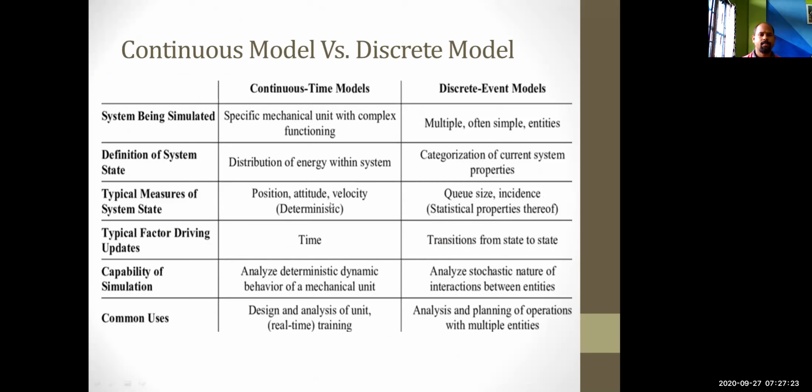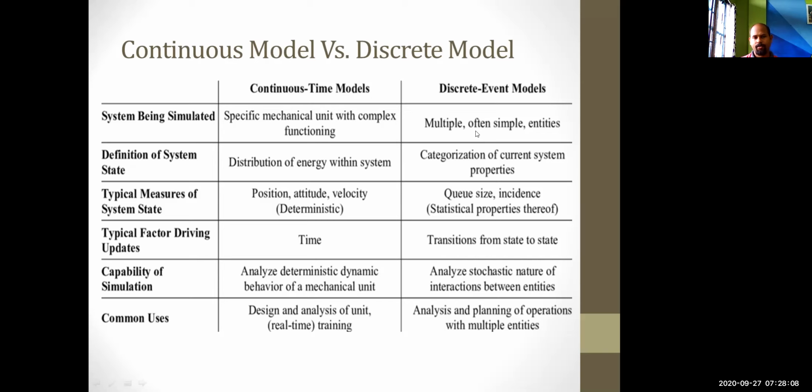If you see here, the system being simulated in a continuous system is a specific mechanical unit with complex functioning. Yes, specific mechanical units will be there in the continuous system with complex functioning. The functioning will not be very simple. In discrete event models, there will be multiple organs, multiple entities, multiple modules, but the working will be very, very simple. So that is the basic difference between continuous and discrete.